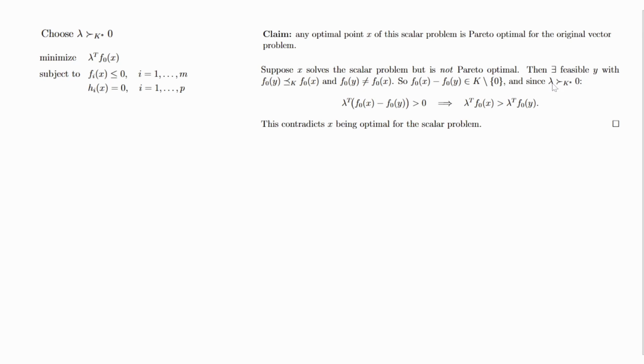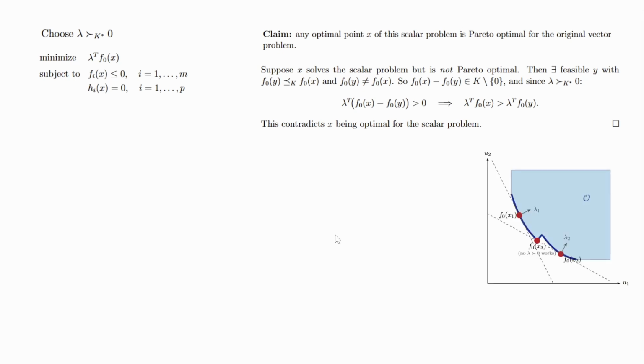And since lambda is greater than or equal to 0 with respect to the dual cone, by definition of the dual cone, we have this expression here, and this contradicts the fact that x is optimal for the scalar problem, because we know that there's another value y which is more of a minimum. This is the objective value here. We want to minimize it, and if we can find a different value that's smaller, then this contradicts the fact that x is optimal.